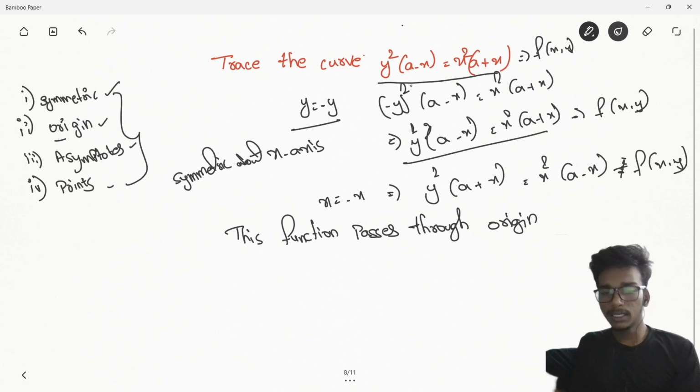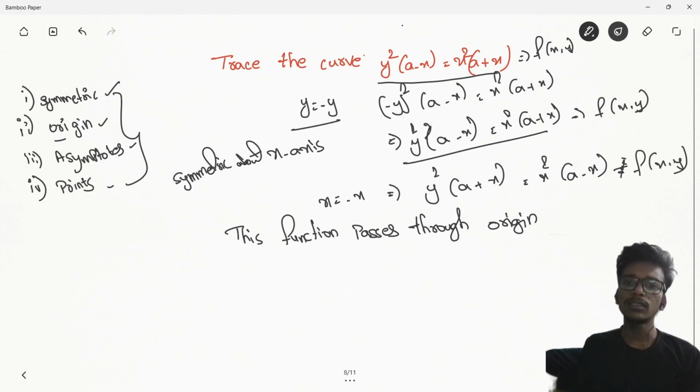By seeing the problem itself, we can say that this type of function is going to have only asymptotes which are parallel to the axis. Because the degree of this function is 3. Here we have x cube, but we cannot find y cube. So these types of functions can't have oblique asymptotes, right?